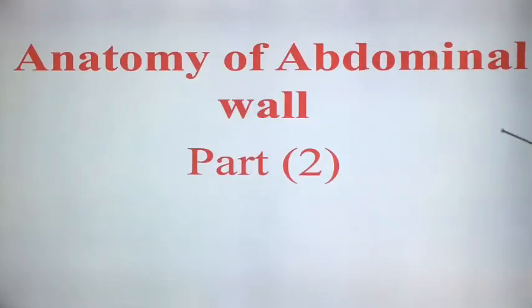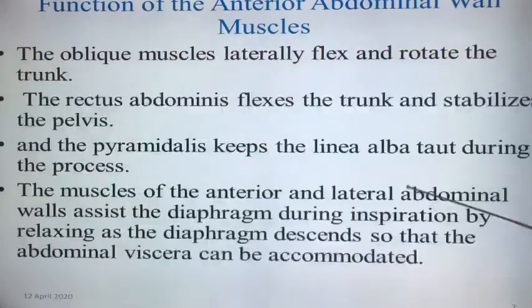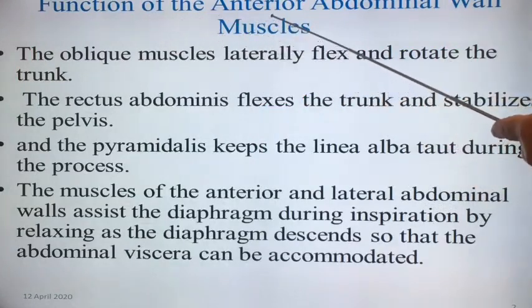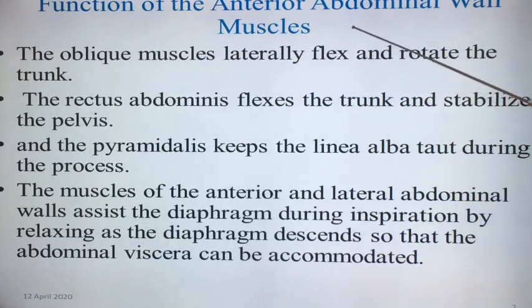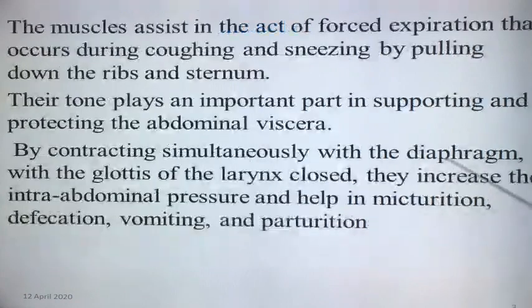Anatomy of the abdominal wall, part 2. Functions of the anterior abdominal muscles. They help in flexion of the trunk. They help in contraction of the abdominal wall. They help urination, and so on.